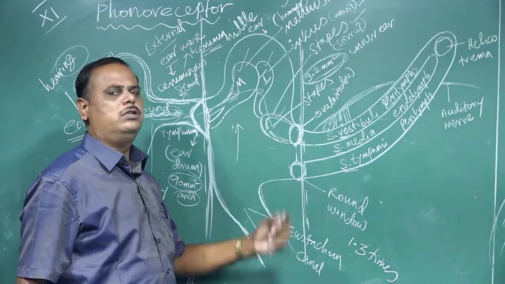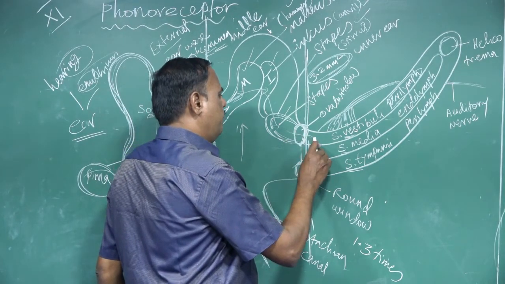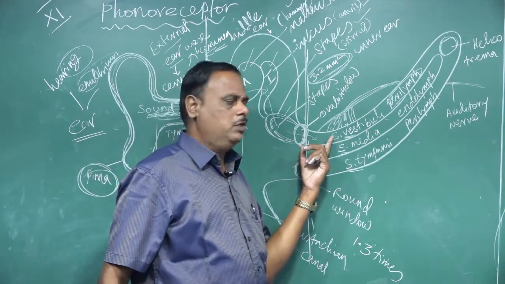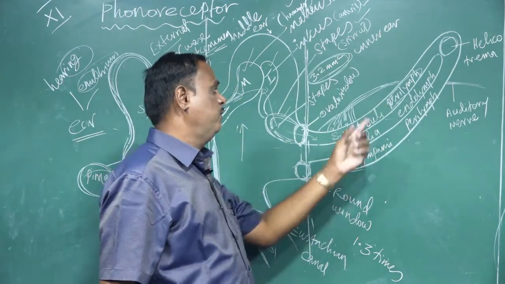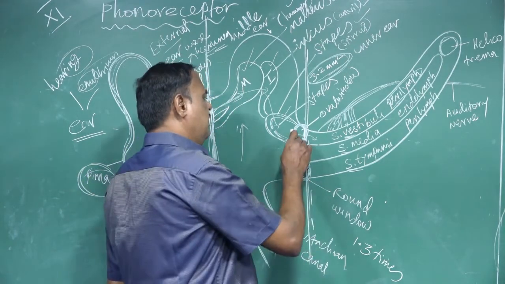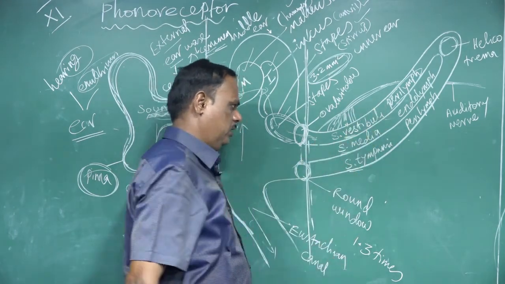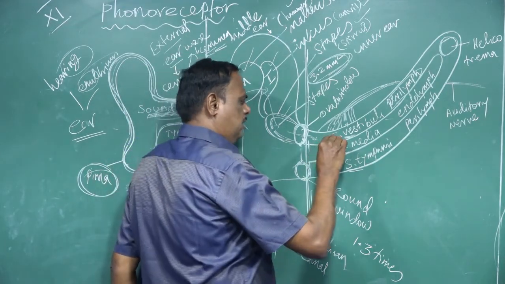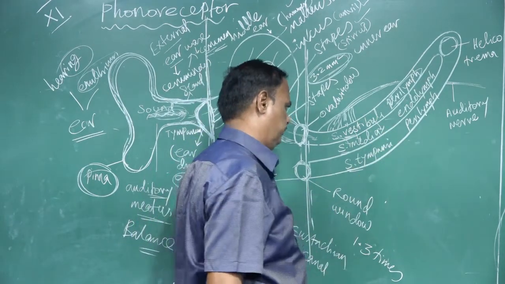The stapes is attached to the oval window. When the sound waves hit the oval window of the scala vestibuli, which is completely filled with perilymph, the vibrations enter the perilymph and high pressure is created in the scala vestibuli. When the high pressure is created, the pressure wave enters the scala media.